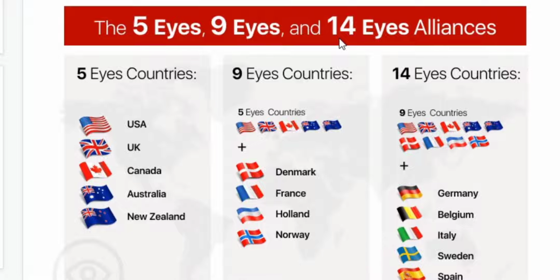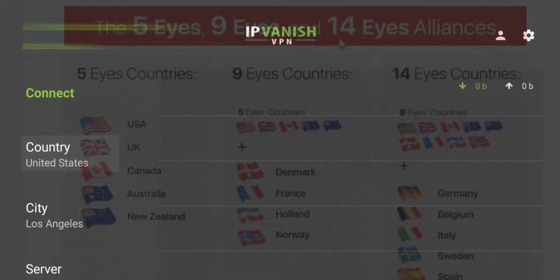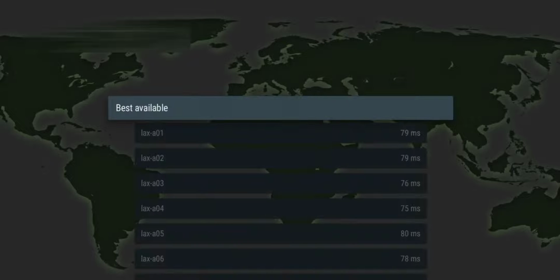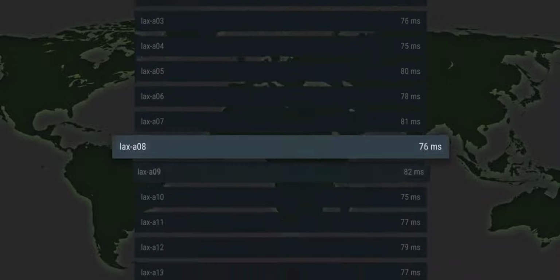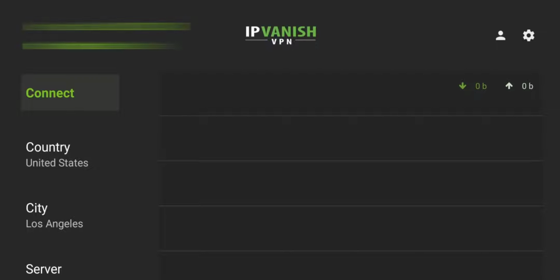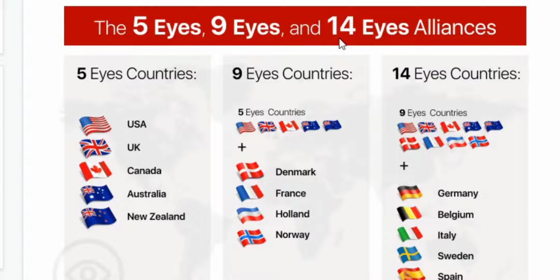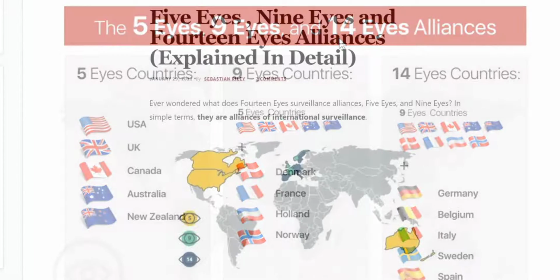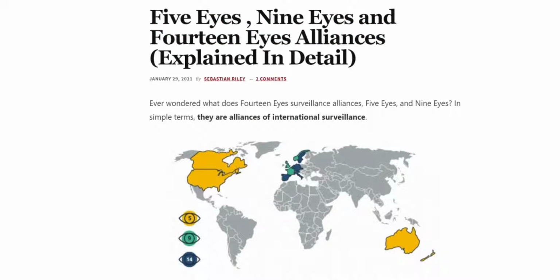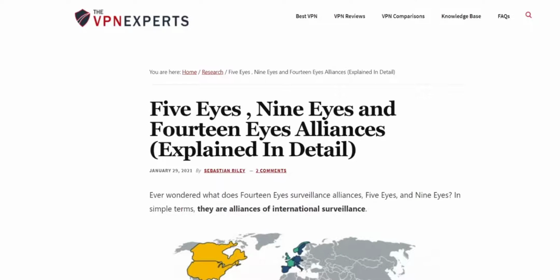A lot of people use VPN, including myself, for various reasons, whether it's to remain anonymous, to keep the ISP out of your business, to stream, to unlock geolocked content, whatever the case is. People use it for different reasons, but when shopping for a VPN, I think you need to be at least aware of what the 5, 9, and 14 eyes alliances are and how they will affect which VPN service you'll use. So let's go ahead and jump into the details.